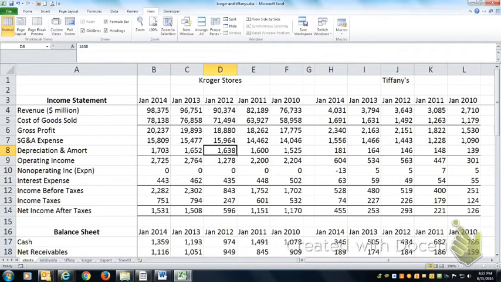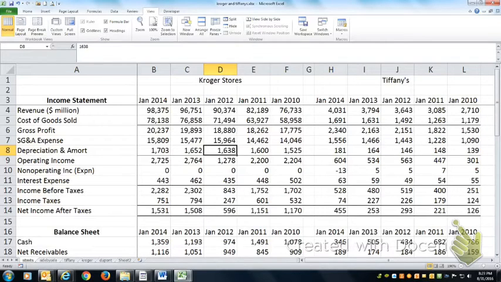In this video, I'm going to give you a very quick overview of some of the things that you might be able to pick out doing ratio analysis for your particular company. Now, we're going to continue using Kroger's and Tiffany's for our example here because the companies are so different that making comparisons allows us to see how the ratios would predict some of those differences.